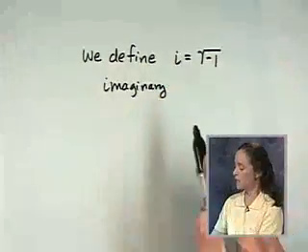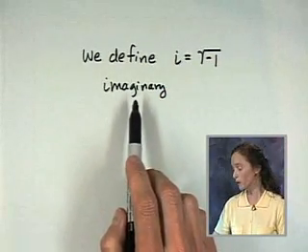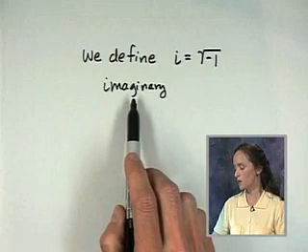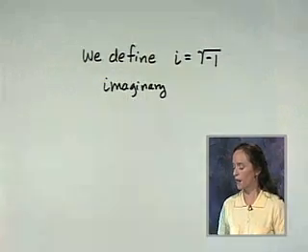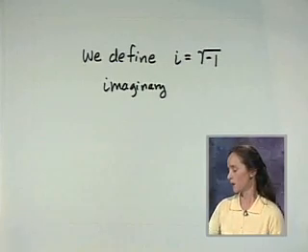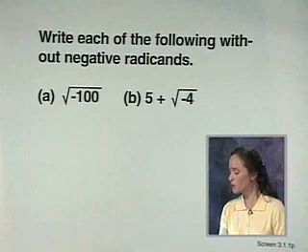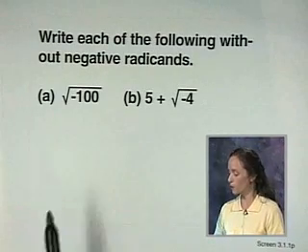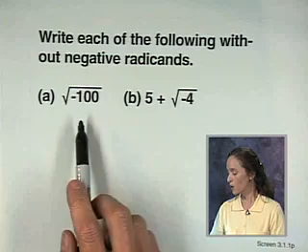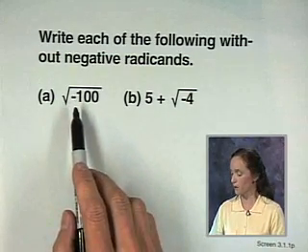The idea is that in the complex number system, numbers are not real, although real numbers can be considered complex. We'll work on that in a little bit, but let's begin by seeing where i comes from. Let's work through this example. What we want to do is write each of the following radicals without negative radicands. That means without negatives underneath the radical.